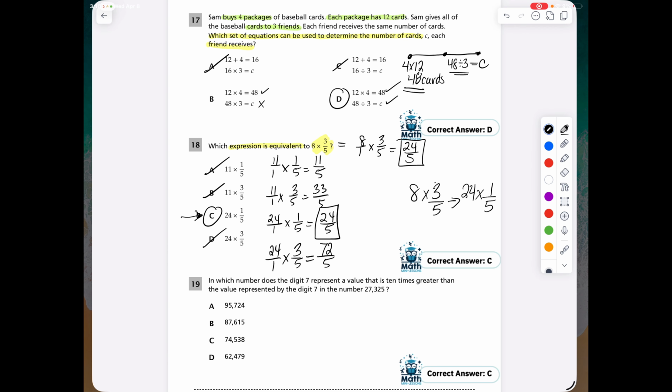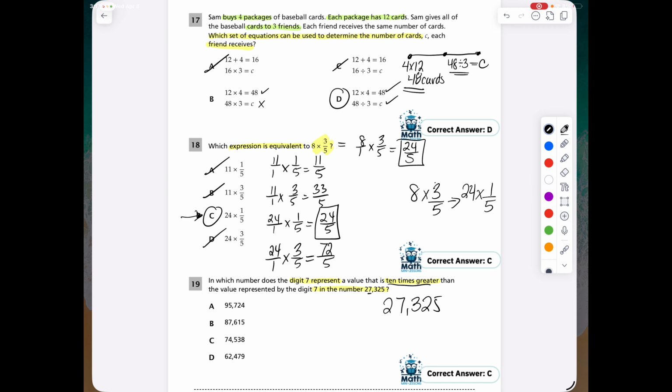In which number does the 7, and this one is tricky, so I want to go through the language carefully. In which number does the digit 7 represent a value that is 10 times greater than the 7 in 27,325? Okay, so I want to know a 7 that is 10 times bigger than this 7 over here.